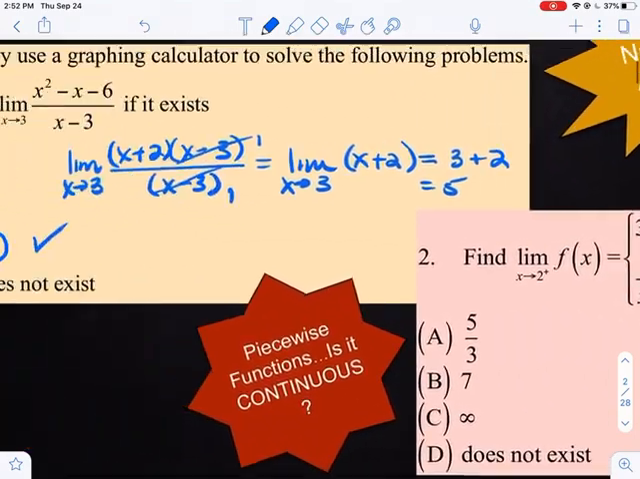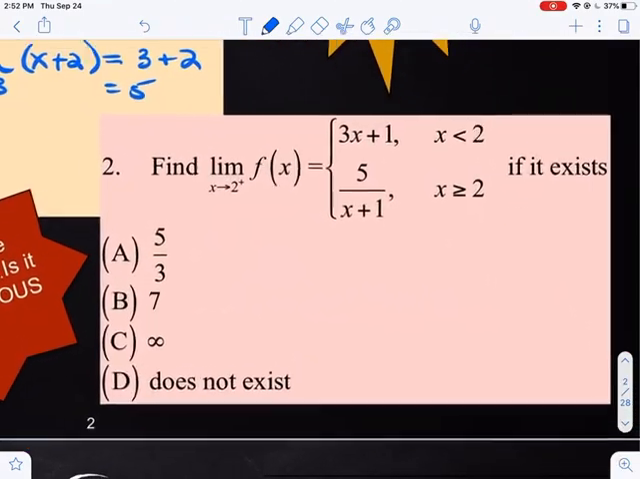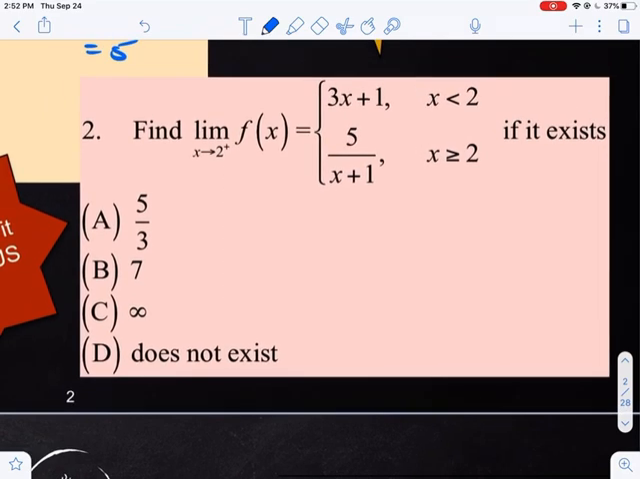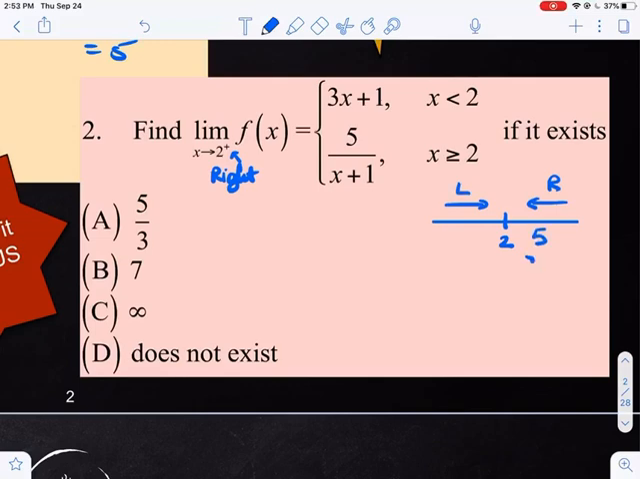Okay, and hopefully that worked out for you. For the next one, find the limit as x approaches 2, and that would be from the right. So when you read that little plus sign there, make sure you understand that. If we look at a number line with the number 2 right in the middle, that would be coming in from the right, or the left would be the top. So on this branch, on the right side, we have 5 over x plus 1, where on the left side we've got 3x plus 1. So we definitely want to use this 5 over x plus 1.